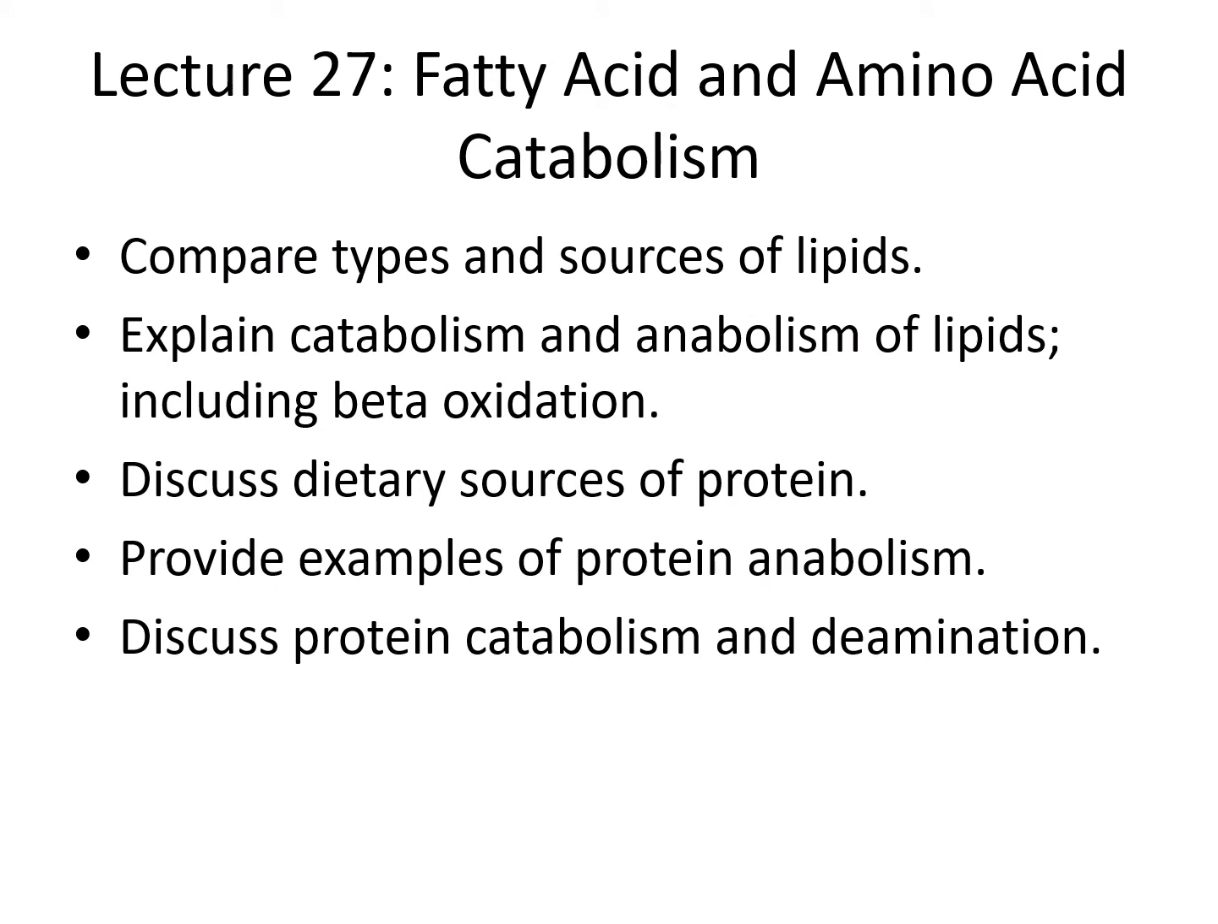So we're going to compare different sources of lipids and describe the catabolism and also the anabolism of lipids through a special process called beta oxidation. So when you think of beta oxidation, you should think of the catabolism and anabolism of lipids. We'll look at the dietary sources of proteins and then also look at different examples of protein catabolism and anabolism. And they use a special process called deamination.